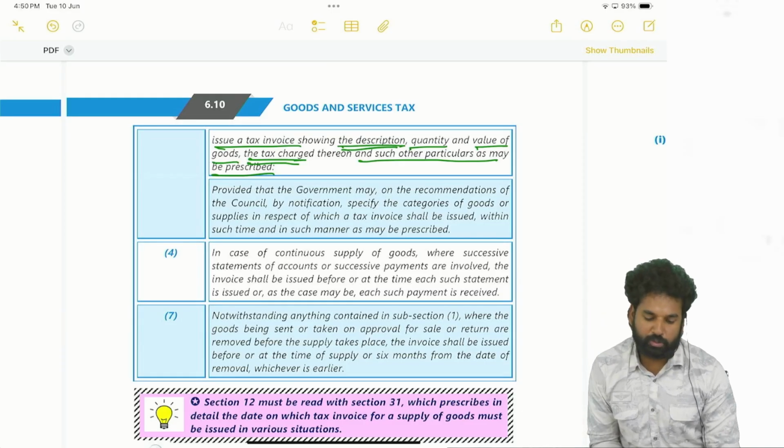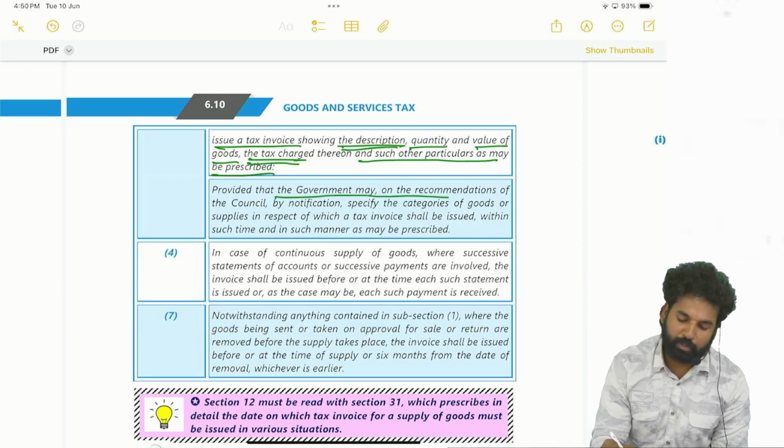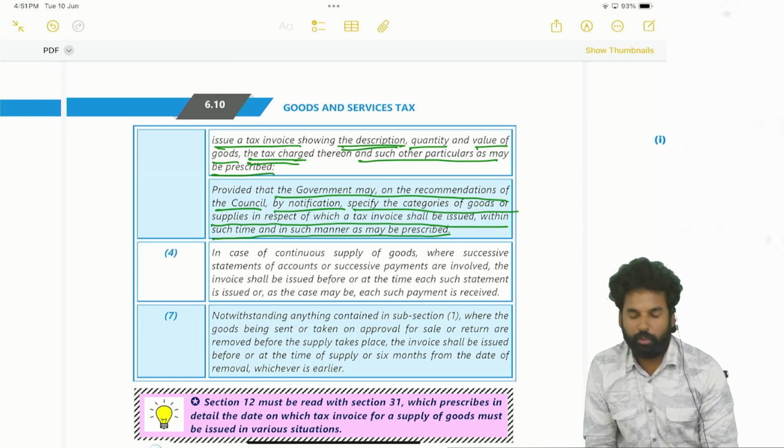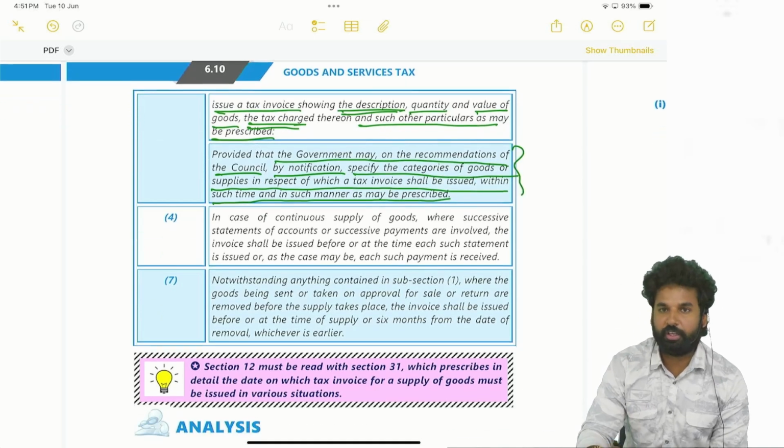Provided that the government may, on the recommendations of the council, by notification, specify the category of goods or supplies in respect of which a tax invoice shall be issued within such time and in such manner as may be prescribed. Okay, right. So this is a provision, this is an exception, right?